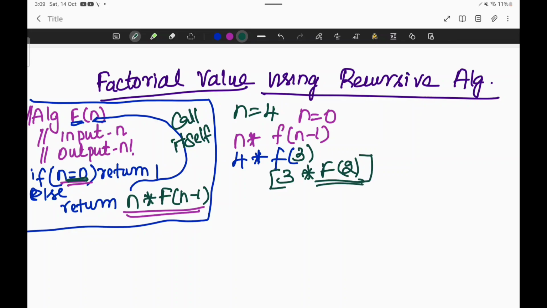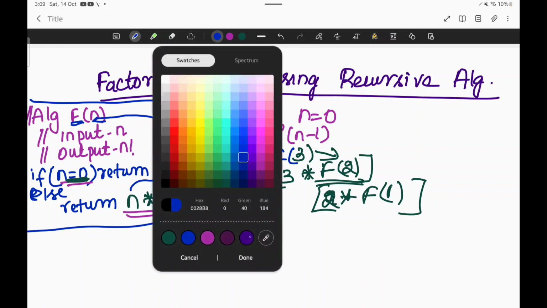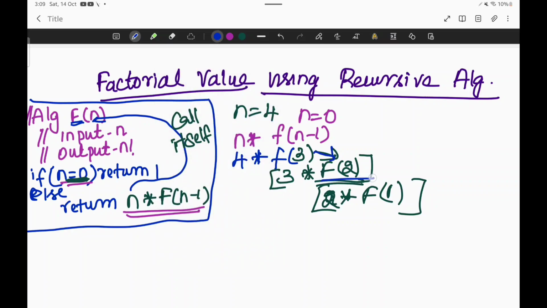What is the value of n now? 2. Is n equal to 0? No, n is equal to 2, so we have not reached the base value. Again it will recursively call 2 into f of 2 minus 1, that is f of 1. So n is now 1. What is the base value? N is equal to 0. No. Again the function will recursively call itself: 1 into f of 1 minus 1, that is 0.